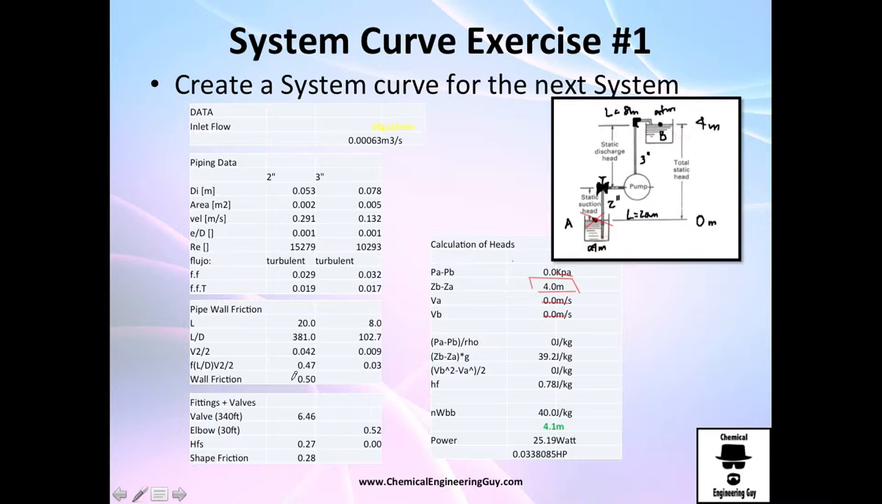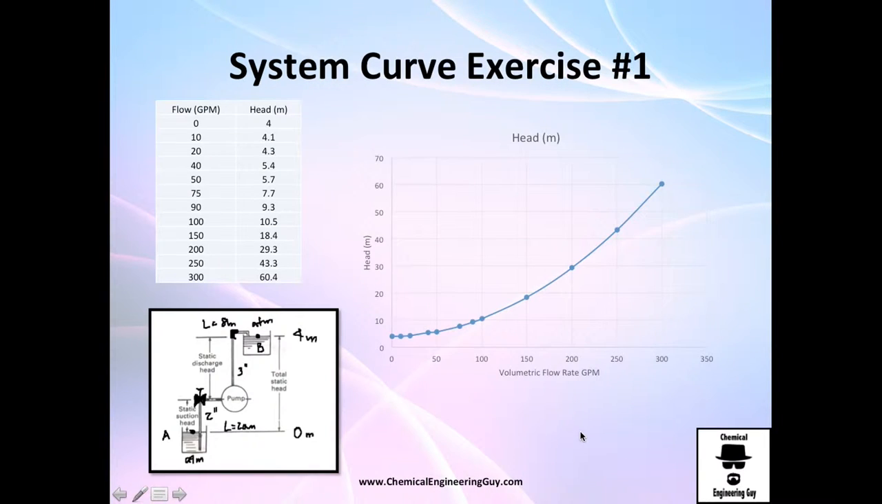And the friction, which is here, 50 plus 28. So the energy requirement is about 40 joules per kilogram. But recall that we are using meters, so you need to divide this by gravity. I got 4.1 meters. The power requirement will be this times the mass flow, which is this volumetric flow rate times the density, which is 1000. I got this value right here, in watts. So nice, that was exercise number one.